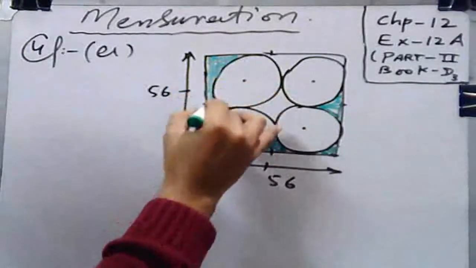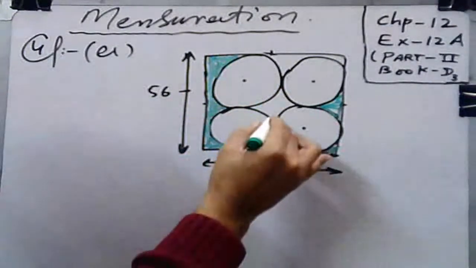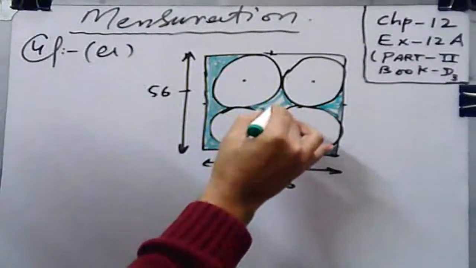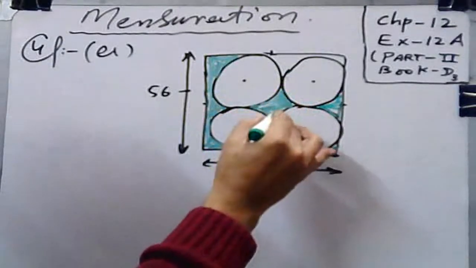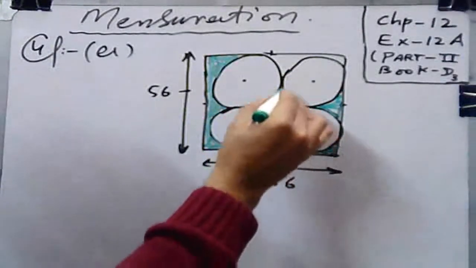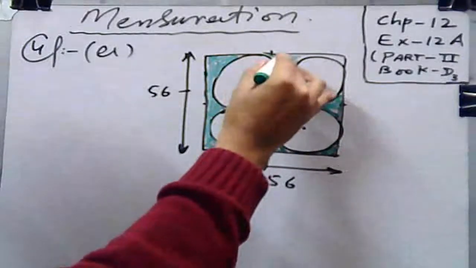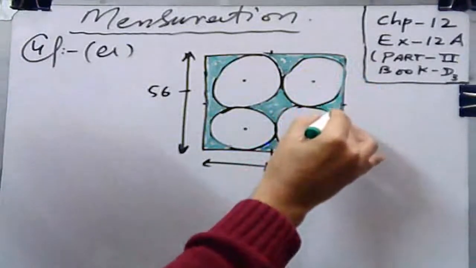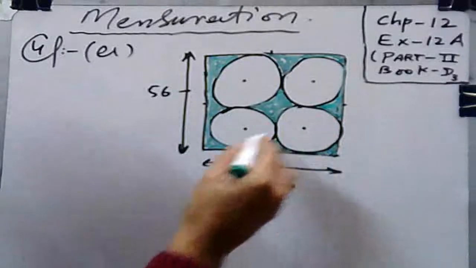Actually, we have to find the area of the full square, then subtract the area of the circular regions. That is, we have four circles, and we have to subtract the area of the four circles from the total area of the given figure. The total area we can find with the area of a square. It is very simple, not a difficult one.